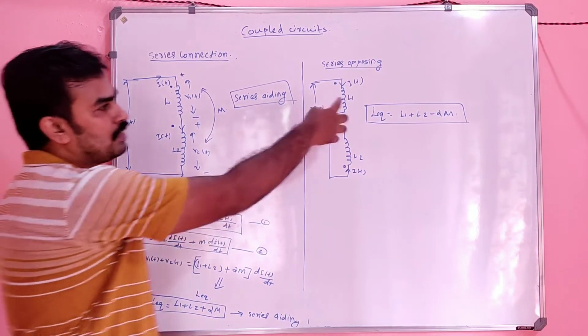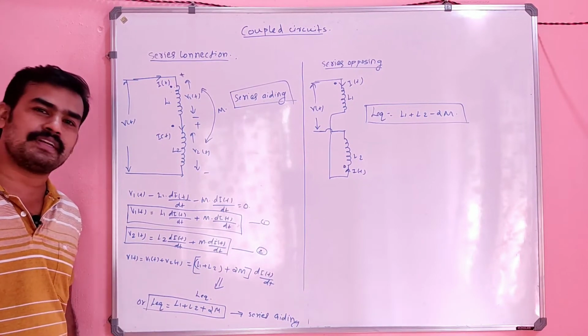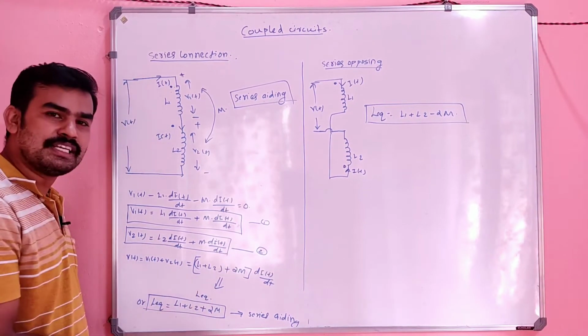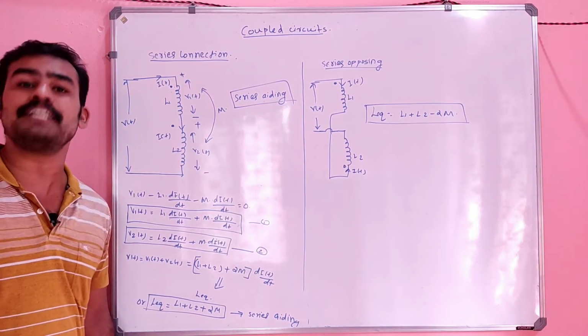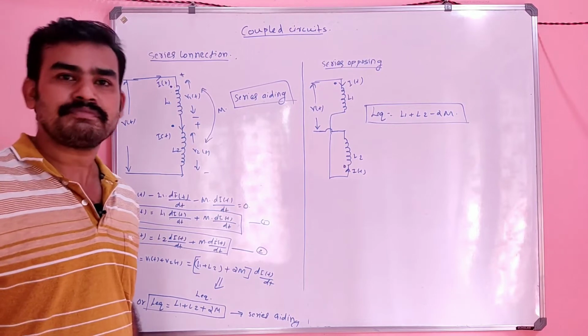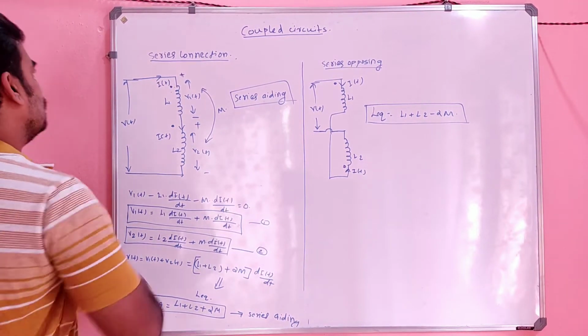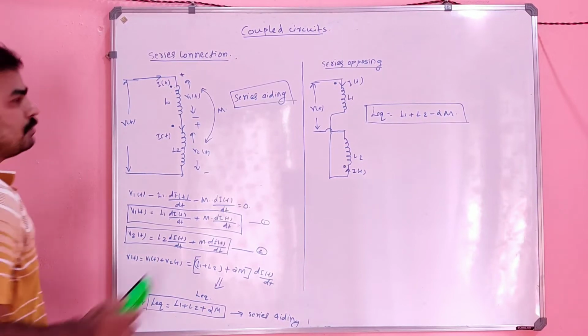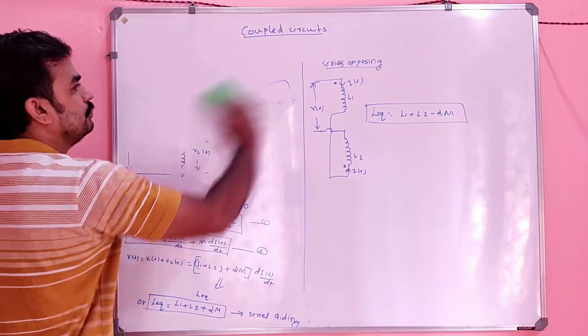In the same manner you can derive this also, but derivation is not a cup of tea for us. We simply need the equation L equal to L1 plus L2 plus 2M for one circuit and L1 plus L2 minus 2M for the other circuit. That's all. So that is the concept of series connection. I think it's very clear to you.